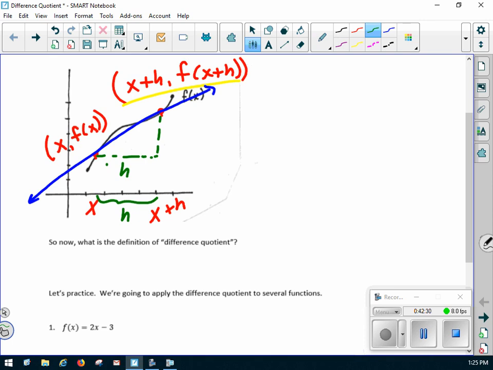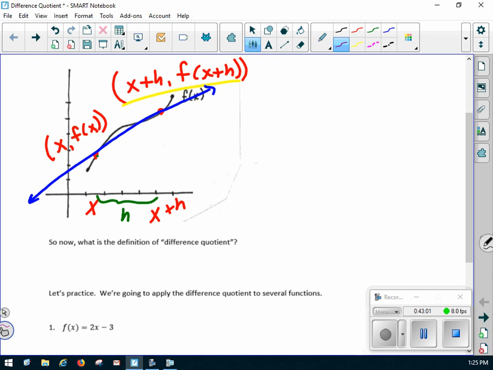Let's do it with the formula, which is y2 minus y1 over x2 minus x1. Don't you remember that? Remember, rise over run? How do you find the rise? You subtract the y values. How do you find the run? You subtract the x values. Okay. So I can erase that h line? You can.